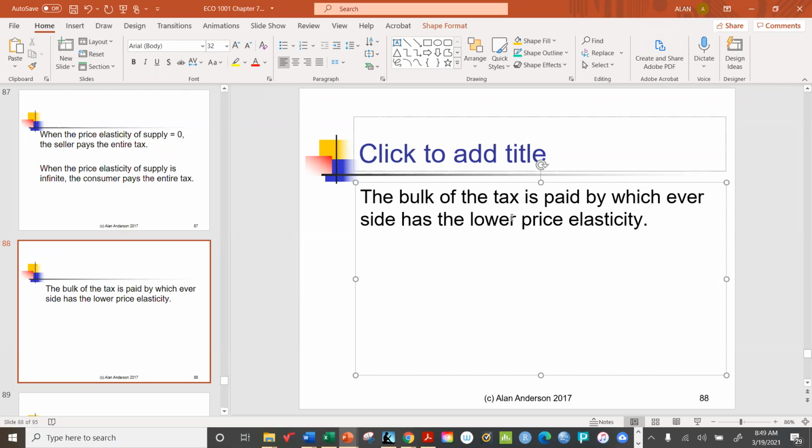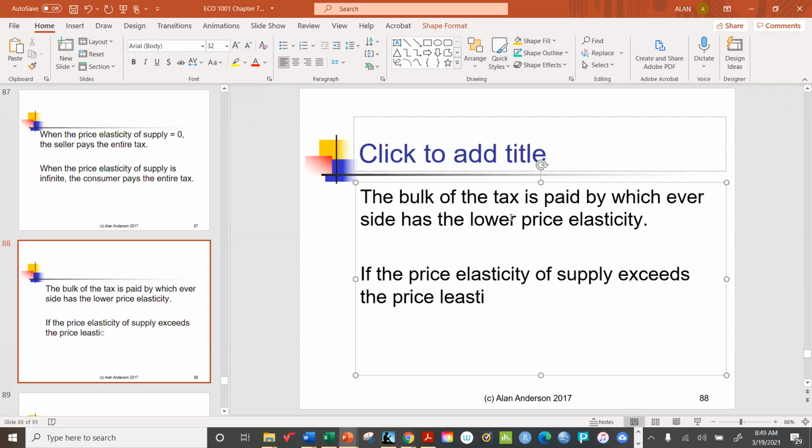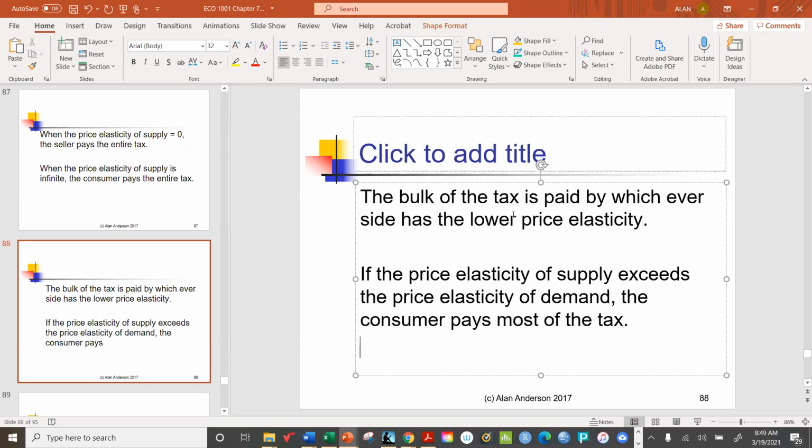Okay, now, in other words, if the price elasticity of supply exceeds the price elasticity of demand, then that means that the consumer pays most of the tax, and vice versa. Okay, so ultimately the bottom line is whoever has the highest elasticity pays the least amount of tax. Or you can think of it as whoever has the highest elasticity, the other side will pay most of the tax.